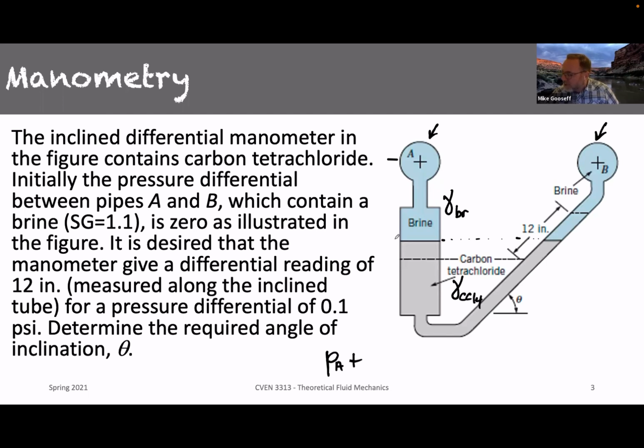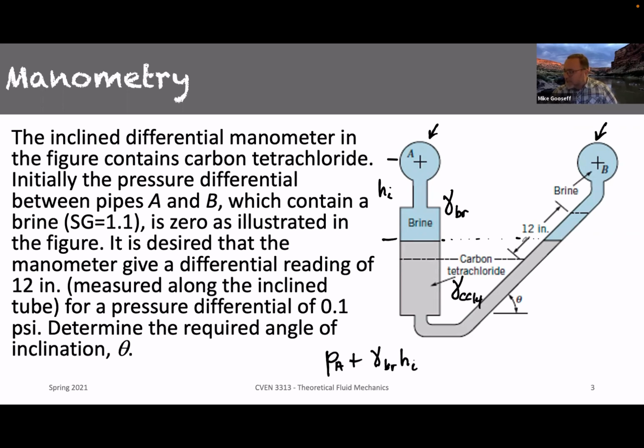I will just call this some HI, so times gamma brine times H sub I. And then we would go across through the manometer. We don't actually have to use carbon tetrachloride because our interface on the left-hand side is at the same elevation as on the right-hand side.